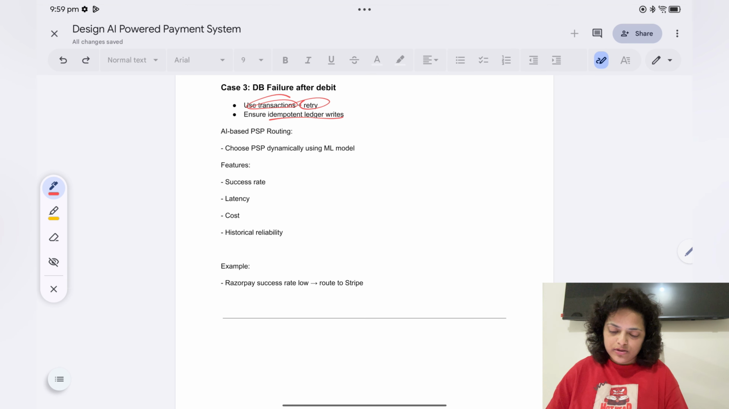Now AI based PSP routing. If you talk about it here, you can have multiple PSPs, and AI will dynamically choose the best PSP for you. Choose PSP dynamically using an ML model's features. So what features will it use? You know that whenever you are running an ML model, it will take features from raw data.